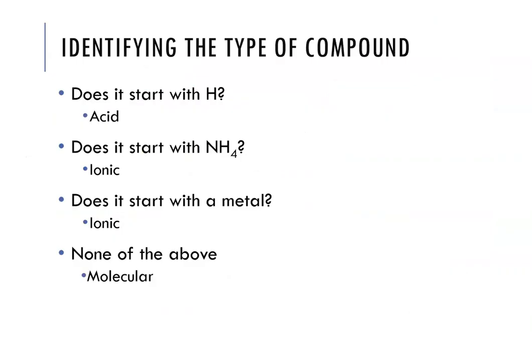All right, this is our checklist here of how do we identify the type of compound. So we go through and we say, okay, does it start with H? The answer is yes, it's an acid. If not, then we go to the next question. Does it start with NH4? The answer is yes, it's ionic. If not, we go to the next question. Does it start with a metal? If it starts with a metal, it is ionic, and if it doesn't start with a metal, then it is molecular. Once we've identified whether it is an acid, ionic, or molecular, then we can use the appropriate rules of naming to name our compound.